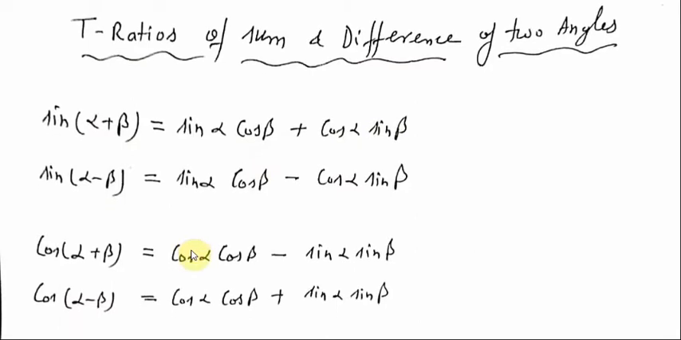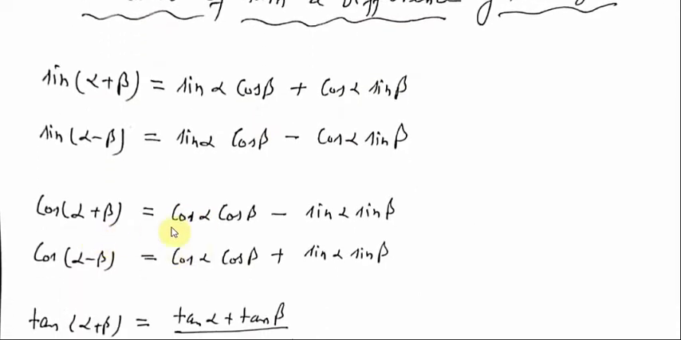Now cos (alpha plus beta) is equal to cos alpha cos beta minus sine alpha sine beta. So in case of plus, the minus sign comes in between, and cos (alpha minus beta) equals cos alpha cos beta plus sine alpha sine beta. In case of minus, the plus sign comes in between, and the same trigonometric ratio comes. In case of cos, the same trigonometric ratio comes, cos cos minus sine sine. But in case of sine, a different trigonometric ratio comes.